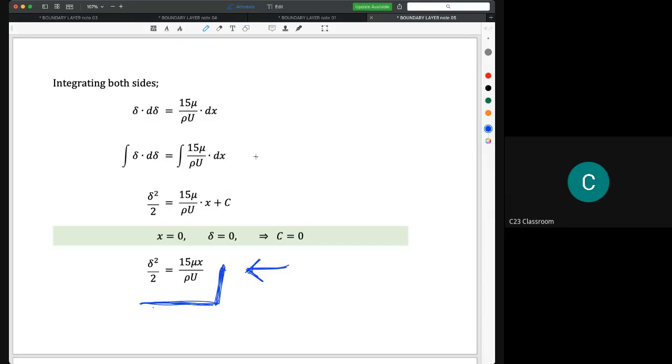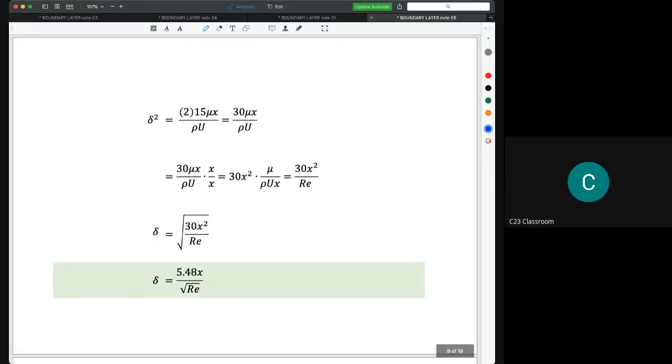Saya rasa yang ini awak dah faham. Untuk menghilangkan perkataan dx, dy dan sebagainya, kita akan integrate. Okay, so jadi maknanya setelah kita integrate, kita boleh mendapati nilai delta square over 2 equal 15 mu x over rho u. So then from this equation, we could rearrange the terms until we could get the value of delta here. Kerana apa? Kerana tujuannya adalah untuk mendapatkan sebutan delta.